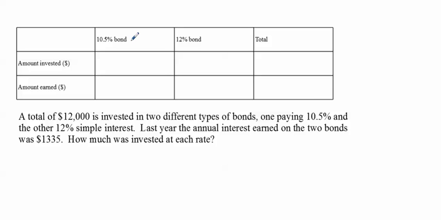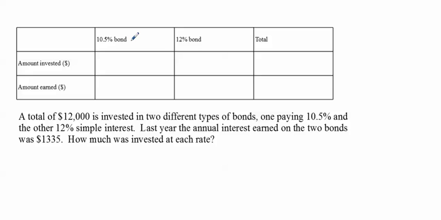Okay, this is part two of the linear equation application stuff. So what we have here is a problem that's involving bonds and percentages. A total of $12,000 is invested in two different types of bonds, one paying 10.5% and the other paying 12% simple interest. Last year, the annual interest earned on the two bonds was $1,335. How much was invested at each rate?